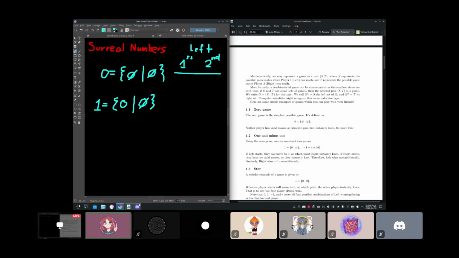So in the case of 0, what happens? If left goes first, they lose. And if left goes second, they win. In the case of 1, if left goes first, they win. And if left goes second, they also win. So basically, 0 and 1 covered 2 of 4 different cases, right? And what we're going to do is find 2 other games that cover the other cases.